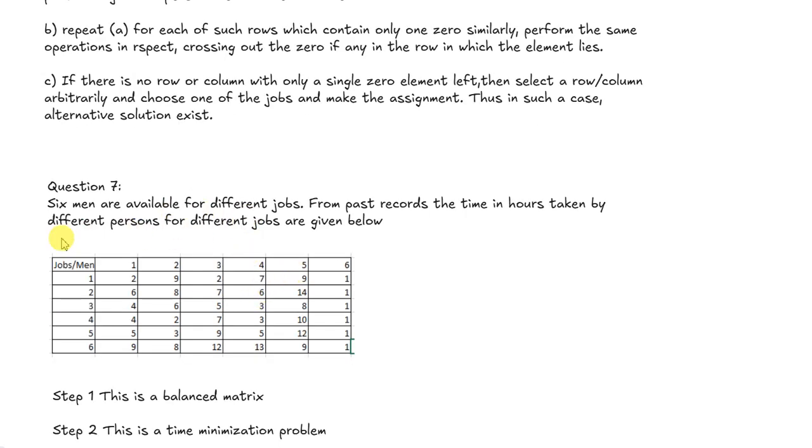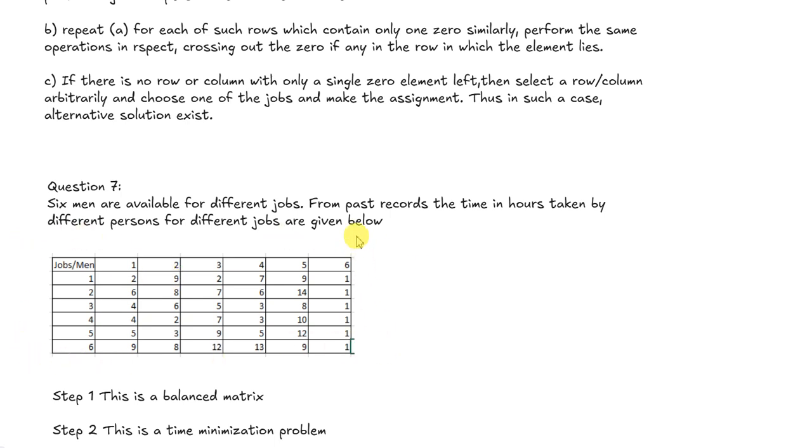This is the problem you are given. This is how all allocation or assignment problems will be in your exam. 6 men are available for different jobs. From past records, the time in hours taken for these jobs by these persons are given below. The way to read this matrix is that job 1 takes 2 rupees to complete when allocated to person 1. Job 1 when allocated to person 2 takes 9 rupees, and so on.